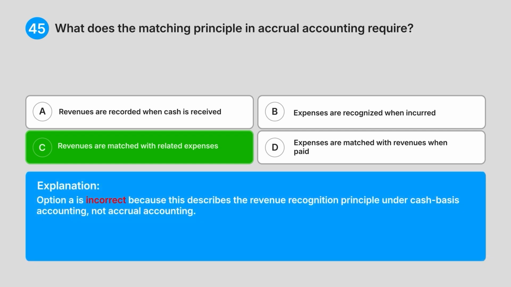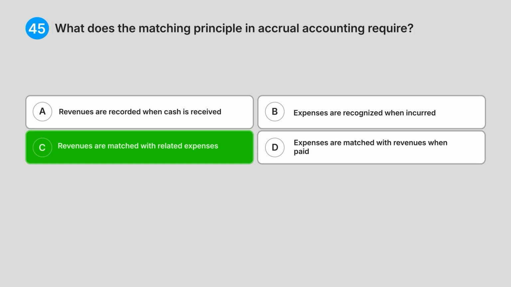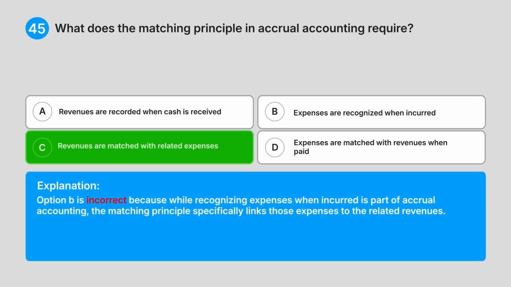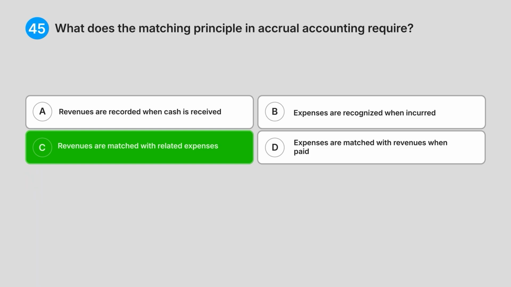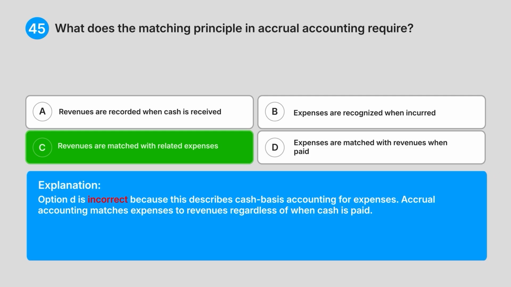Option A is incorrect because this describes the revenue recognition principle under cash basis accounting, not accrual accounting. Option B is incorrect because while recognizing expenses when incurred is part of accrual accounting, the matching principle specifically links those expenses to the related revenues. Option D is incorrect because this describes cash basis accounting for expenses. Accrual accounting matches expenses to revenues regardless of when cash is paid.